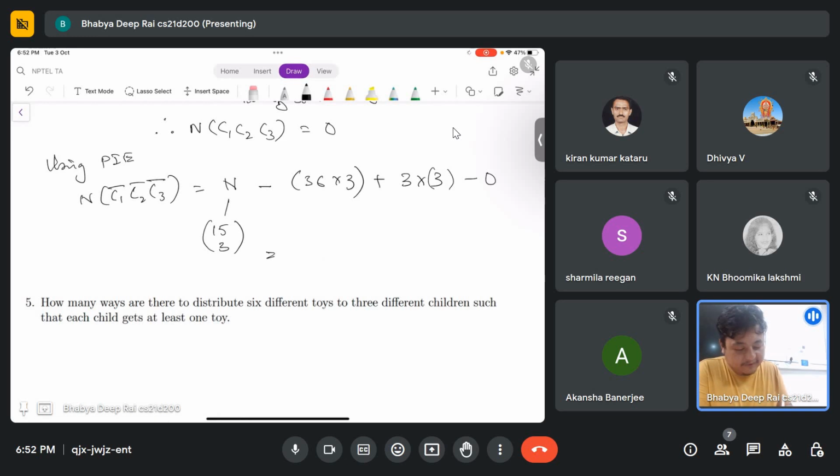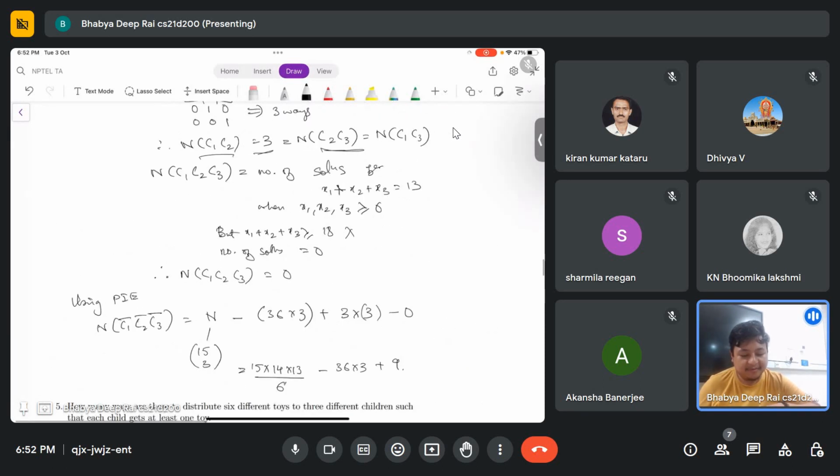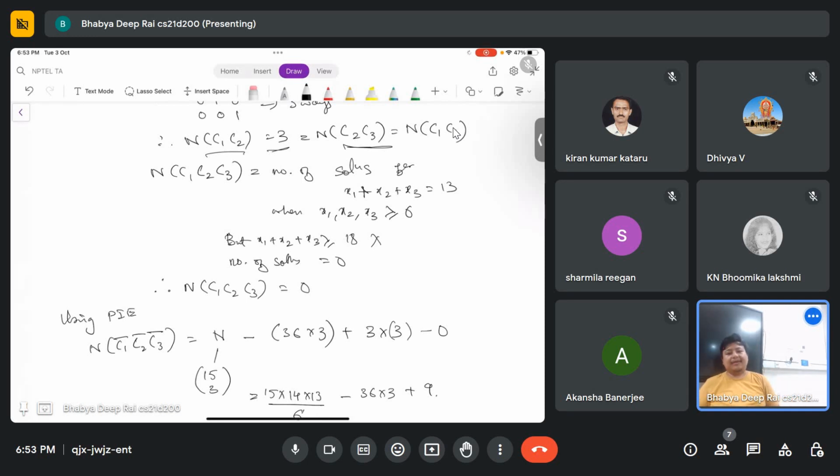Now what is 15 choose 3? 15 choose 3 is nothing but 15 times 14 times 13 by 3 factorial, which is nothing but 6. Now, 6 minus, okay, but you can solve this and then get your answer. But this is the general idea and how you will use the principle of inclusion exclusion. So please let me know if there is a problem here. So in case of finding solutions for equations.